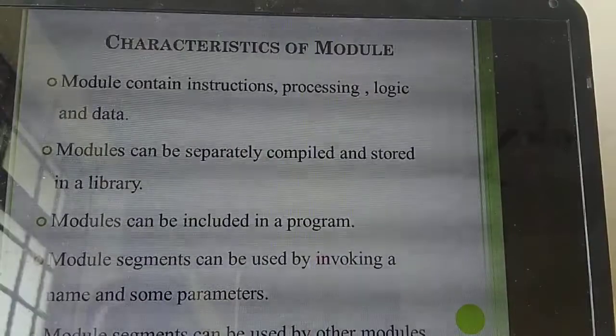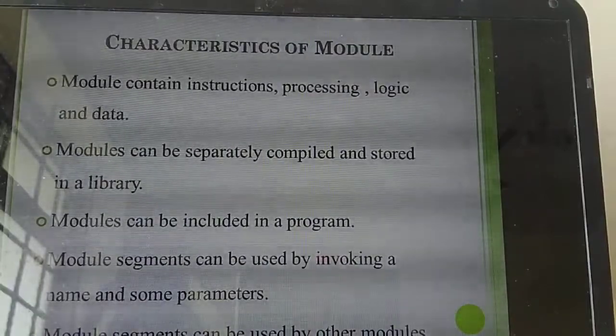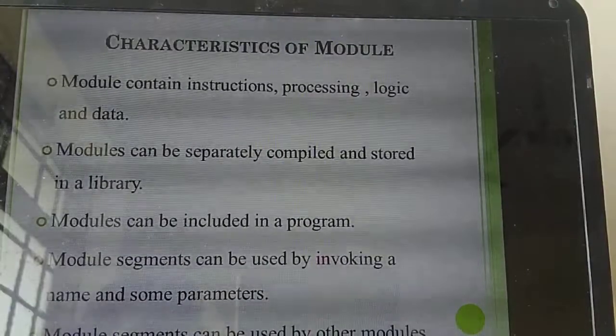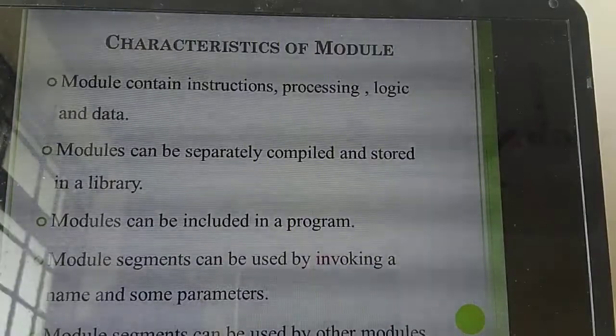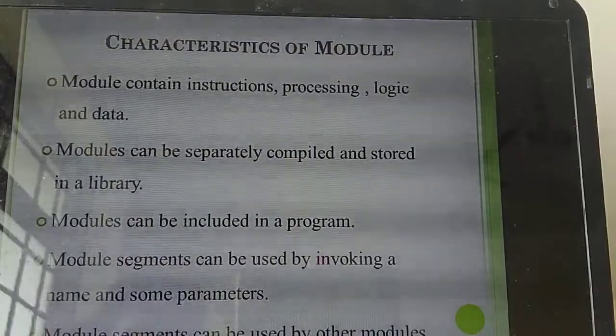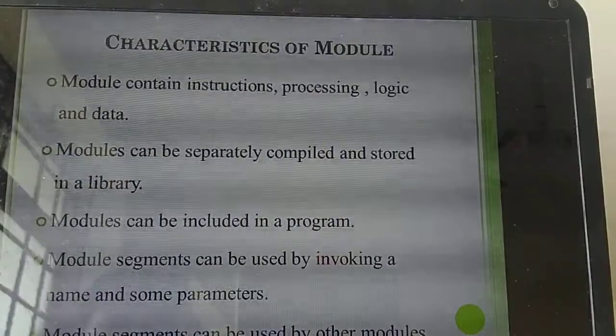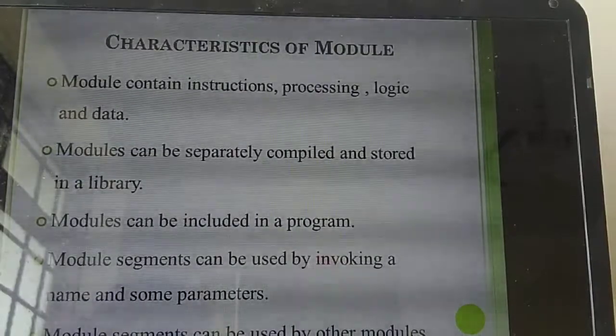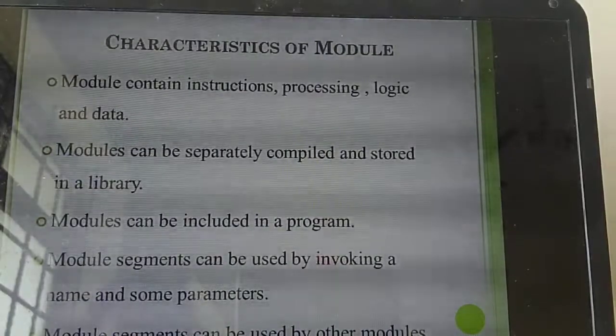Next point is modules can be separately compiled and stored in a library. Already I said, 200 lines of code I am splitting into 10 lines each. So the first 10 lines you can compile separately, next 10 lines you can compile. So first 10 lines you are compiling, you will get one output, and you store it in one place. That is called a library. Understand? So modules can be separately compiled and stored in a library.